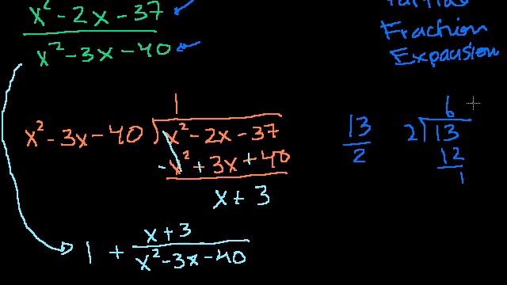So if you wanted to rewrite this, it would be the number of times the denominator goes into the numerator, that's 6, plus the remainder over the denominator, plus 1 over 2. In elementary school you would just write 6½, but 6½ is the same thing as 6 plus 1/2. That's exactly what we did here. The denominator went into the numerator 1 time, and there was a remainder of x plus 3 left over. So it's 1 plus x plus 3 over this expression.